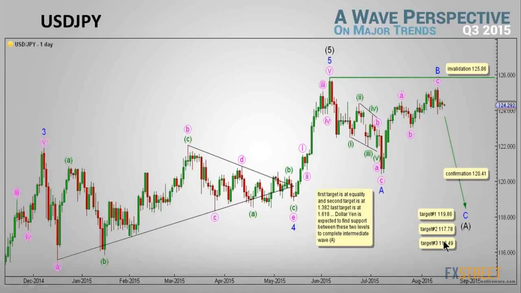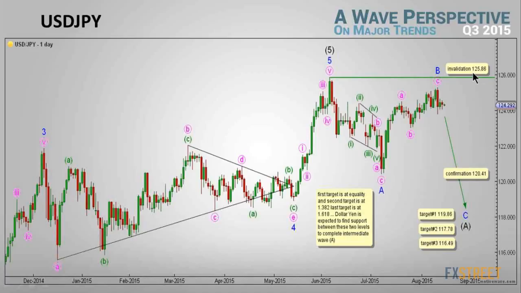We have 3 targets for the completion of wave C blue. The first target is at 119.86, as at that level wave C blue will reach equality with wave A blue, and the second target is at 117.78, as at that level wave C blue will reach 1.38 of the length of wave A blue, and this is a common target for C waves in a flat correction. The final target, which should provide support for the dollar yen, is at 116.49, as at that level wave C blue will reach 1.618 the length of wave A blue.